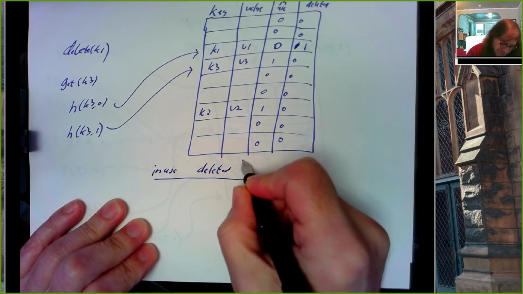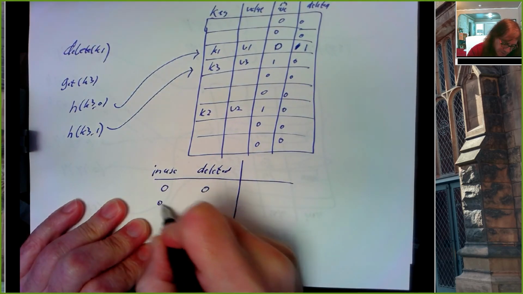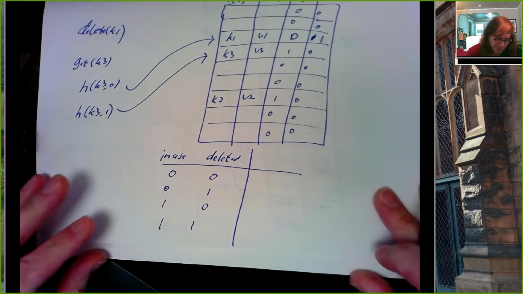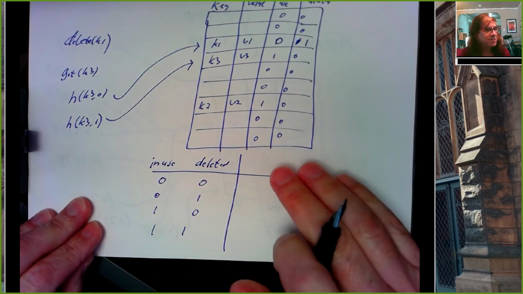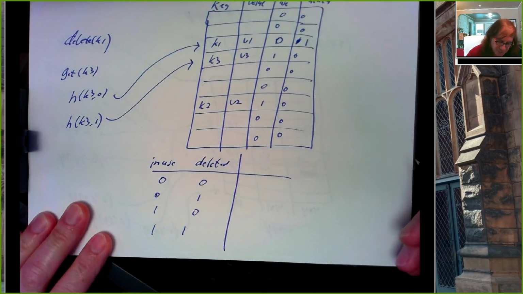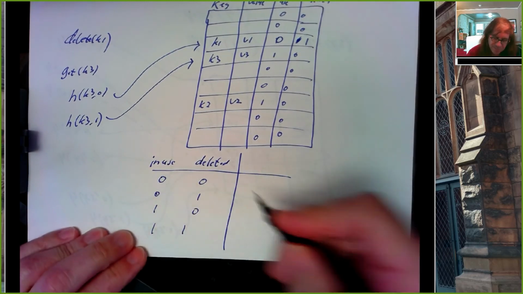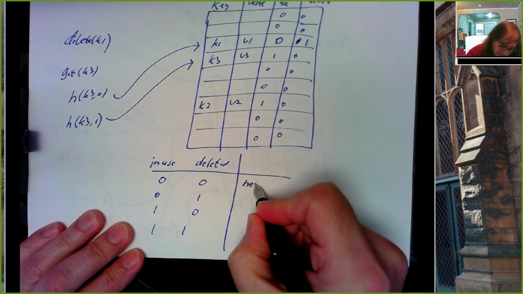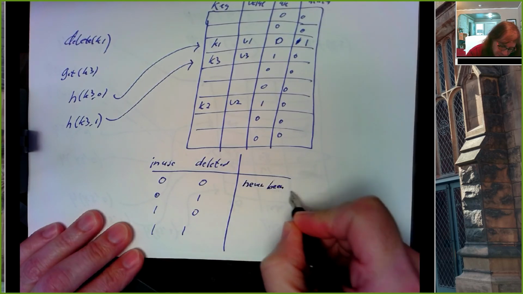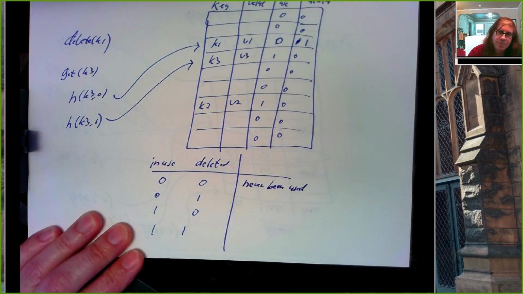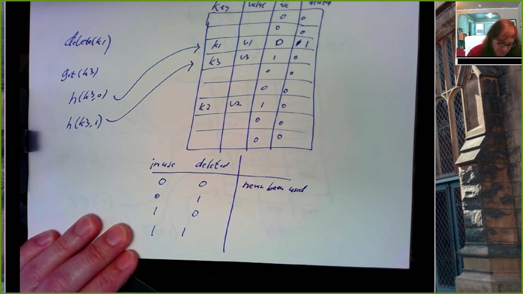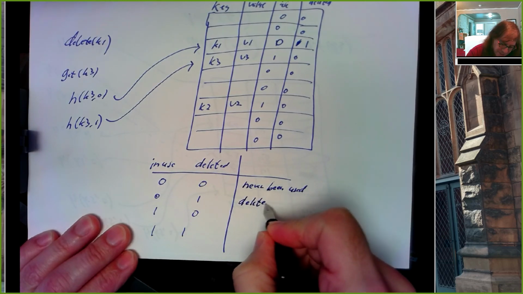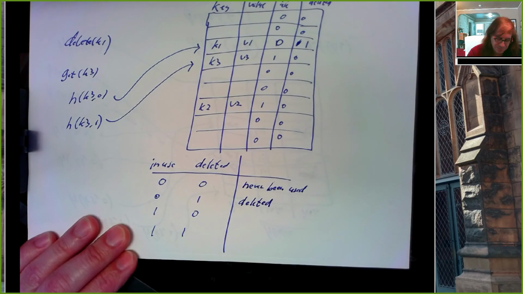This is a kind of uglifying detail, but you'll bump into it eventually, so let's just go ahead and get it out there in the open right now. So if we look at the in use and deleted fields, we can ask what's the meaning of these four combinations. If it's not in use and it's not deleted, this is a spot that's never been used. If in use is 0 but deleted is 1, this is a spot that had something in it, but that thing has been deleted now.